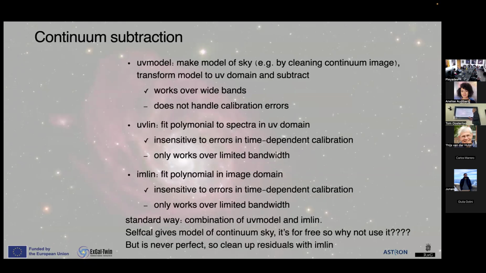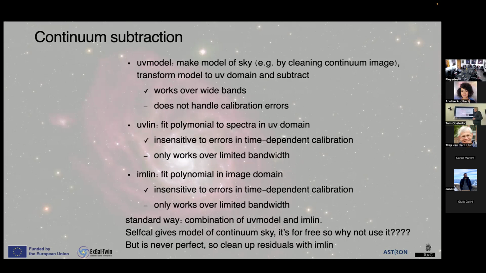So this polynomial fit, if you do it in the UV domain, it's generally called UV-lin. You fit a polynomial to the spectra in the UV domain. If you do it in the image domain, we call it IM-lin, basically the same. The advantage is that it's insensitive to errors that are only time dependent. So frequency independent errors also disappear. That's a property of both these techniques because they are agnostic. They don't know what is a source or what is an error.